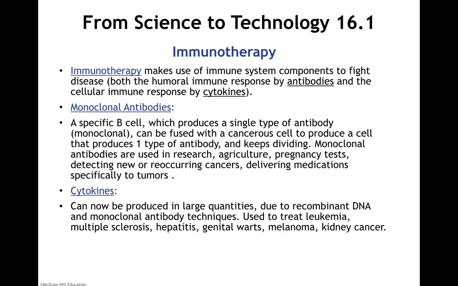A pregnancy test is based on monoclonal antibodies. The antibody test for COVID, the rapid test that you may have gotten or heard of from Walgreens, is a monoclonal antibody test. Cytokines are produced in large quantities because of recombinant DNA. They can be used to help treat leukemias, multiple sclerosis, and many other disorders.